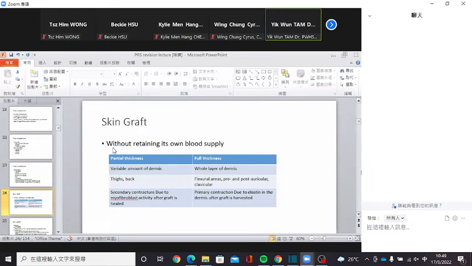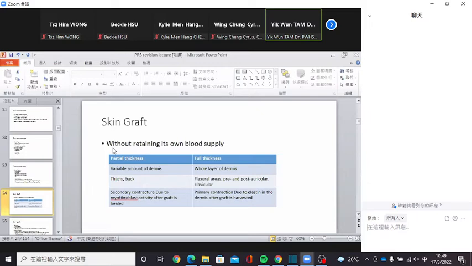Then moving on, skin graft. So a graft is anything that is retained without its own blood supply. So partial thickness and full thickness. The difference is that for partial thickness, there's a variable amount of dermis, and for full thickness, we take the whole layer of dermis. Donor site for PTSG is thighs and back.